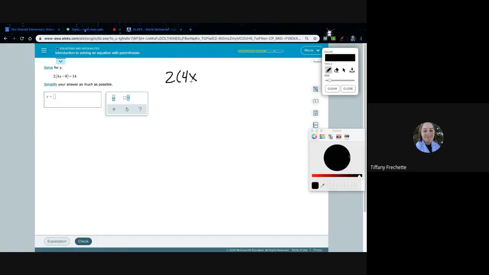2 times 4x minus 9 equals 14. All right, so at this point we understand we can't combine what's in the parentheses, but we can distribute outside of here. So this is the third one. So I'm hoping by now we understand we're distributing first and then solving the equation. So we have 4 times 2, we get 8x. And then 2 times negative 9, we get negative 18 equals 14. And I just brought the 14 down.